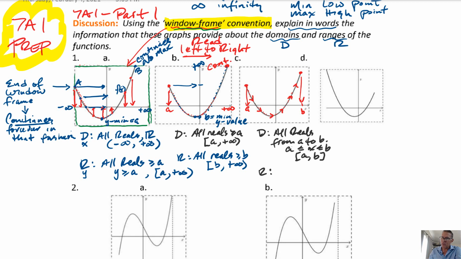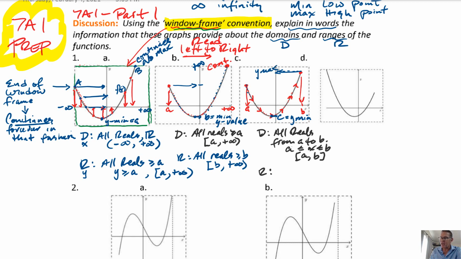Now the range is different. If you start here and cruise along the function, it has this minimum point right here, this y minimum. We'll call this point C. C is called the minimum y value, so we'll just call it y min. Then it has a maximum y value up here. You go to the y-axis to find your y values, and it has a y max up here.